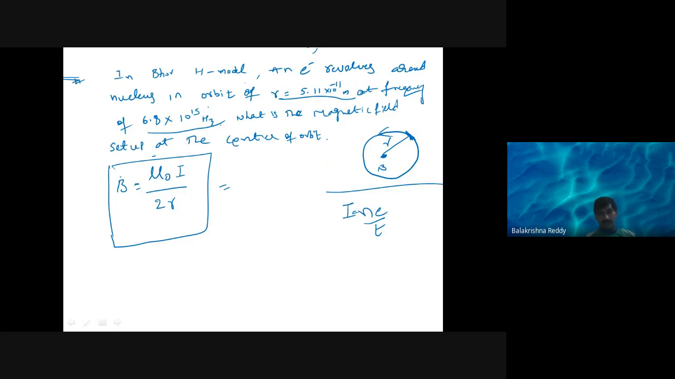In Bohr's hydrogen model, an electron revolves around the nucleus in the orbit with the radius so and so, at a frequency of 6.8 into 10 to the power 15 Hz. Remember, with that much frequency it is moving. So, how much frequency means number of oscillations per unit time.